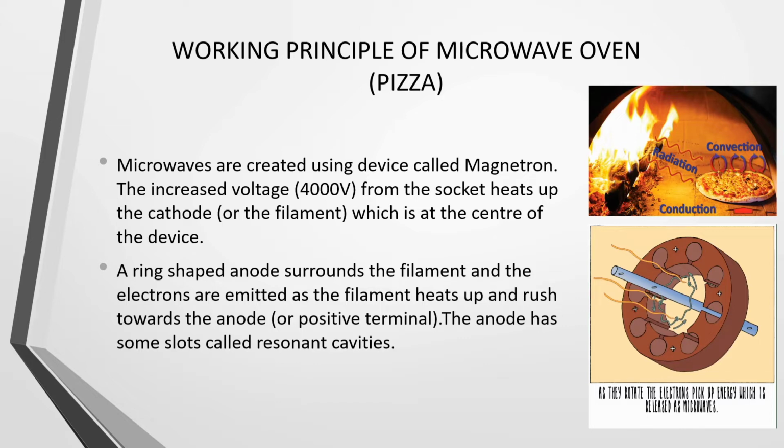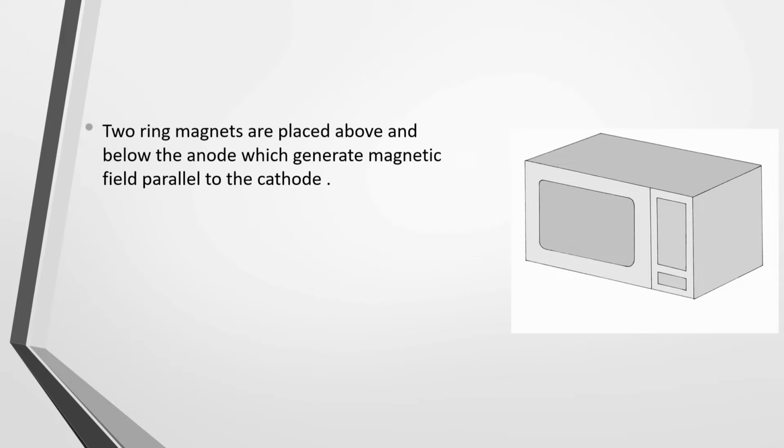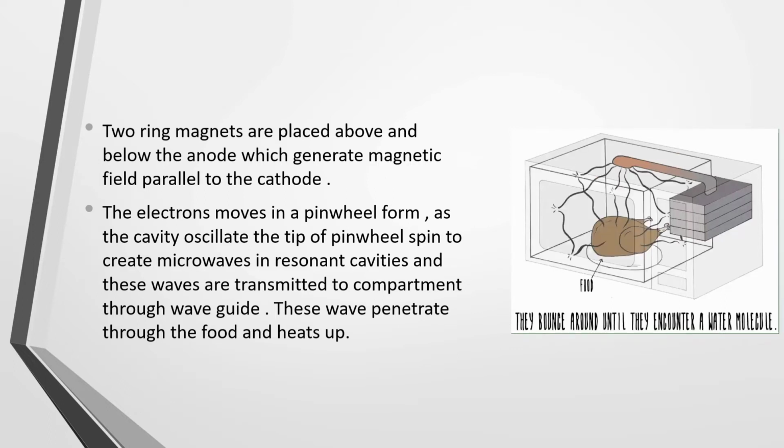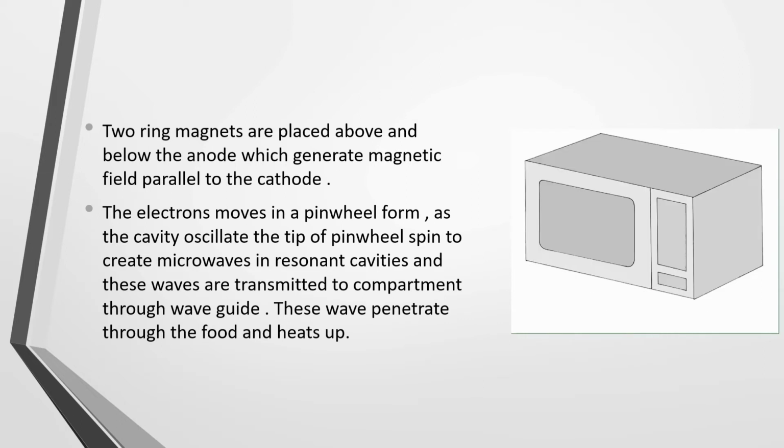The anode has some slots called resonant cavities. Ring magnets are placed above and below the anode which generate a magnetic field parallel to the cathode. The electron moves in a pinwheel form. As the cavity oscillates, the tip of the pinwheel spins to create microwaves in resonant cavities, and these waves are transmitted to the compartment through the waveguide.